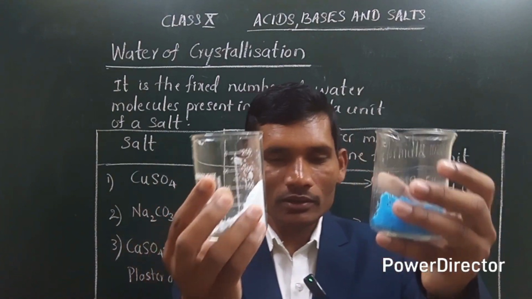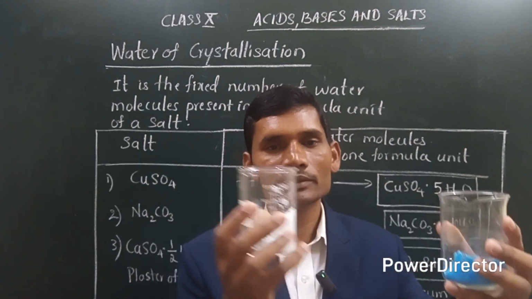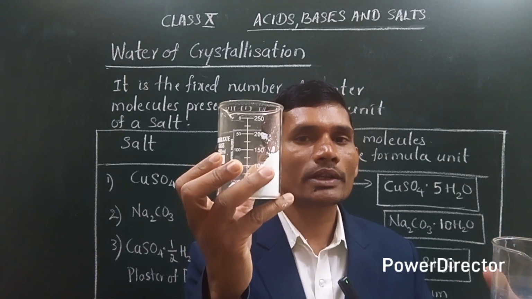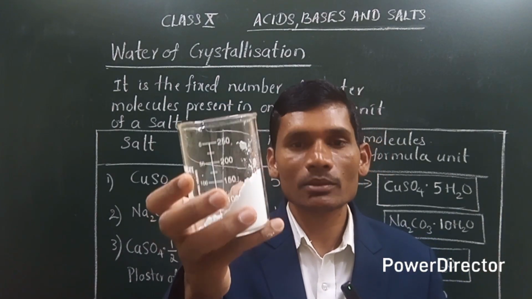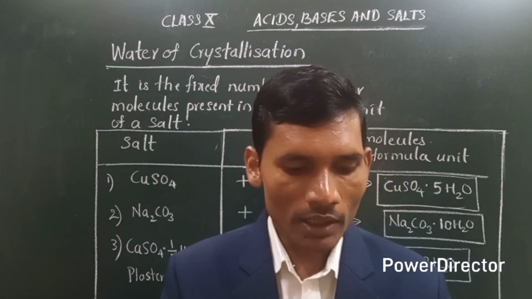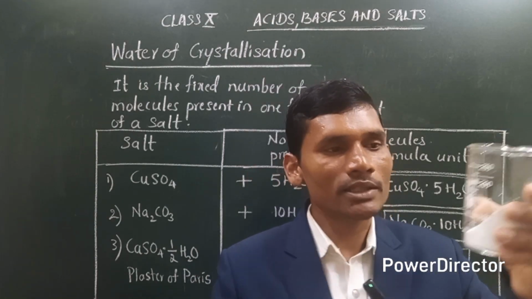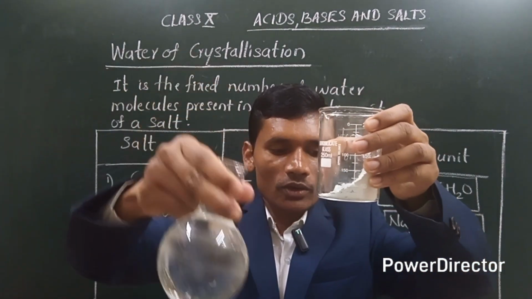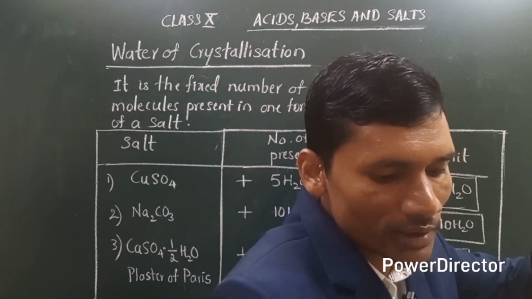Same compound I have taken here. This is hydrated copper sulfate. This is anhydrous copper sulfate. Anhydrous means water is removed. Okay, that water of crystallization that was there is removed. How? By heating, it is removed. Now if we provide water back to this, if we mix water to this, let us check what color this changes to. Then whether we get the same color what we have here, copper sulfate salt.